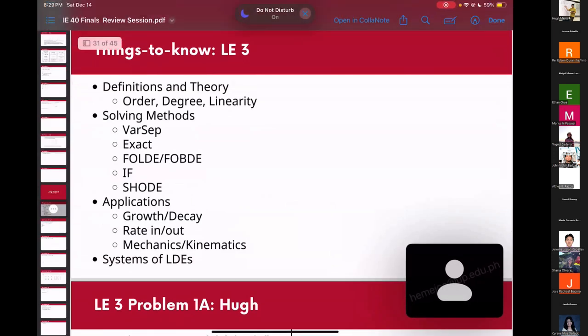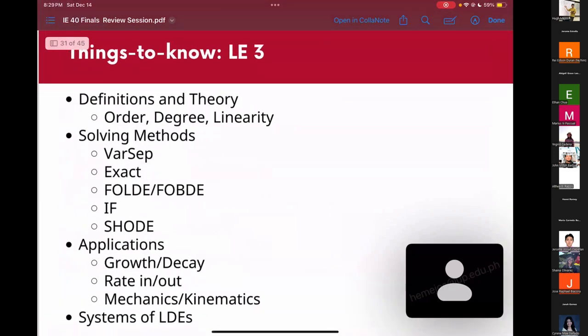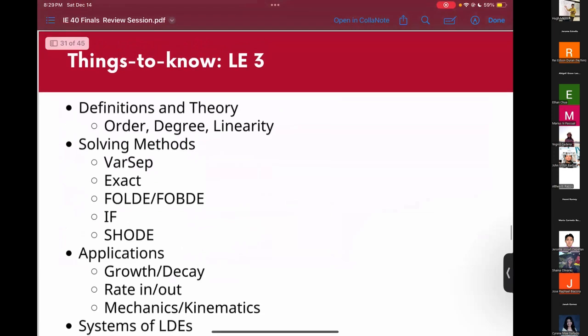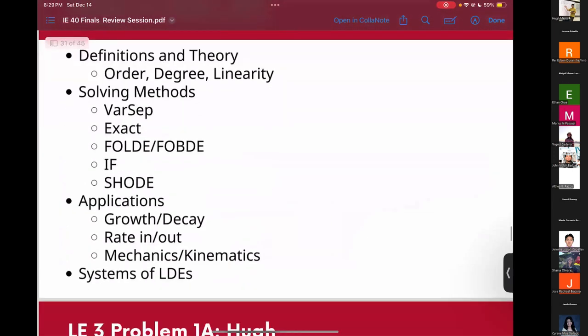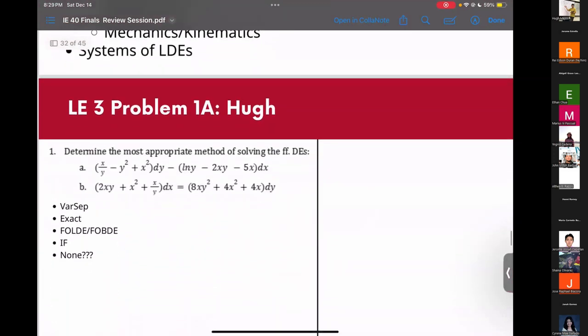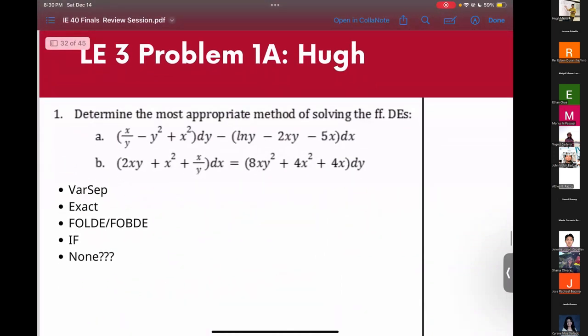So yeah, we have 30 minutes left. So let's go to problem 1 ng LE3. So these are some of the things you need to know. Again, we will send this out, so no worries. Pero take a screenshot if you still prefer to do that. So just basic theory ng DEs, all the solving methods, applications, which Jerome just went over, and then systems. So let's first start by doing this problem 1A, yung first part ng problem 1. So just the most appropriate method for solving the following DEs.